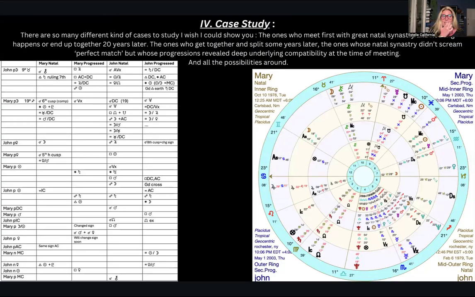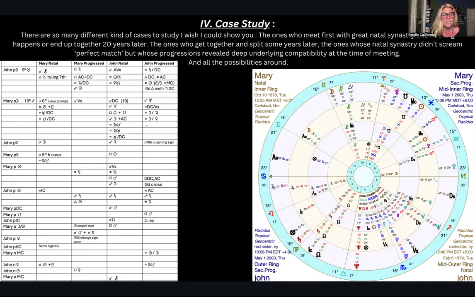So this is our case study. There are so many different cases I would have liked to show you. The ones who meet first with great natal synastry and nothing happens, or maybe it happened 20 years later. The ones who get together and split some years later. The ones whose natal synastry didn't scream perfect match, not much, but whose progressions reveal deep underlying compatibility at the time of the meeting. And there are so many possibilities around. The one I chose is a couple because the chart of John you're going to see is very outstanding, so it's serving the purpose very well.